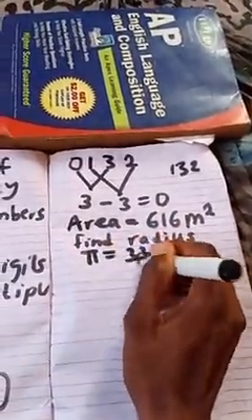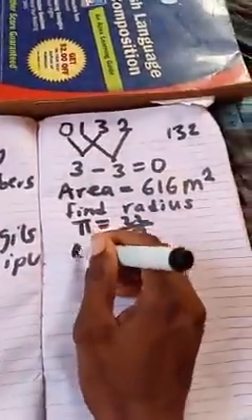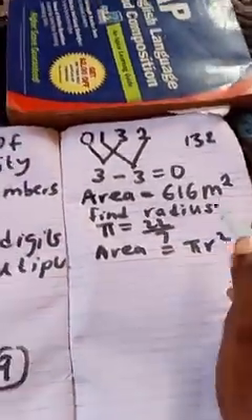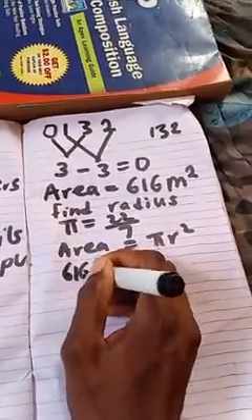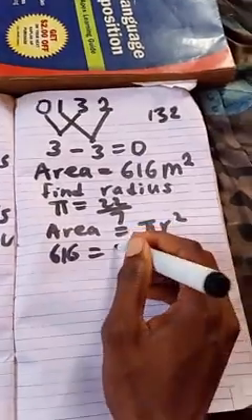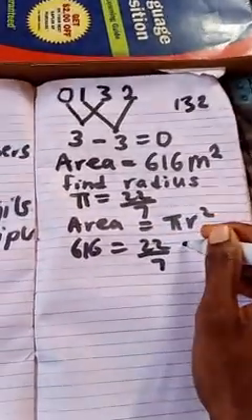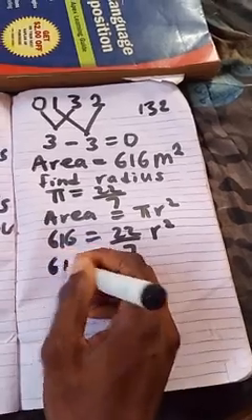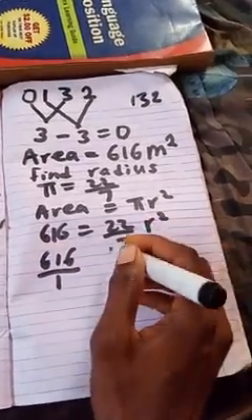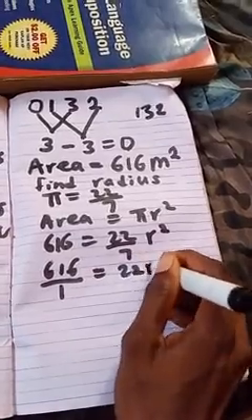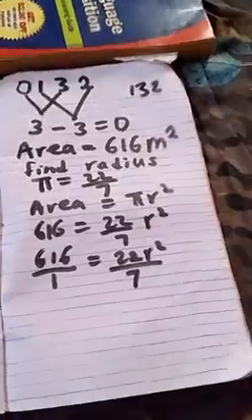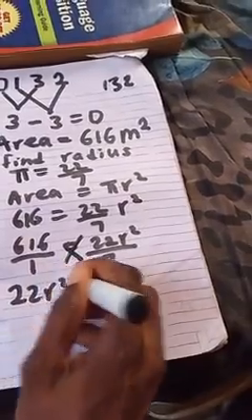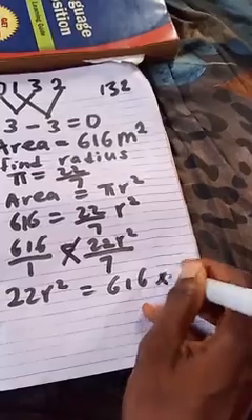22 over 7. So we know that the area of a circle is equal to pi r squared, right? So that means 616 is equal to 22 over 7 times r squared. Multiplying, 22 times r squared is 22 r squared all over 7. So now I can cross multiply. We have that 22 r squared is equal to 616 times 7.